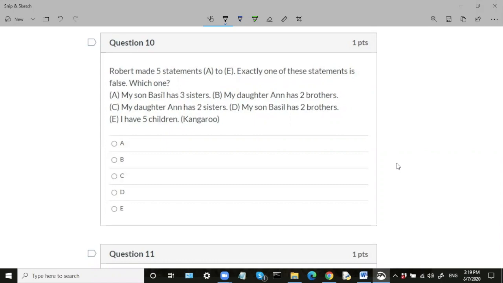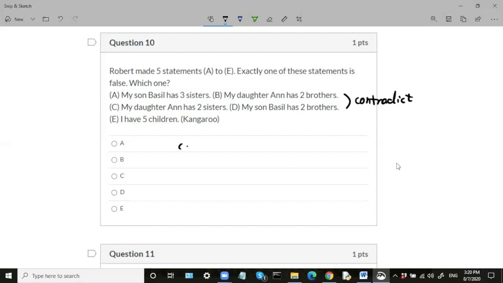So these 5 statements, and we can find out B and D actually contradict each other. Why? Because if Anne has 2 brothers, and Basil also is a boy, so Basil has 2 brothers, so Anne should have 3 brothers, right? So these 2 contradict each other. That means one of these 2 statements is false, one is false, one is true, right?